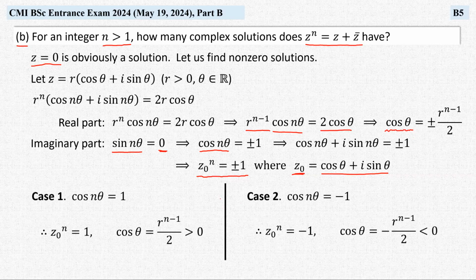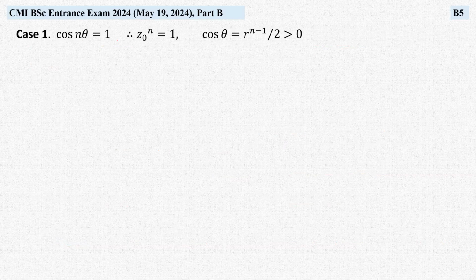Therefore, now we have these two cases. Case 1 is when cosine n theta equals 1, which gives z0 to the nth power equals 1 and cosine theta is positive. Case 2 is when cosine n theta equals negative 1, which gives z0 to the nth power equals negative 1 and cosine theta is negative. So the first case: z0 to the nth power equals 1 and cosine theta is positive.